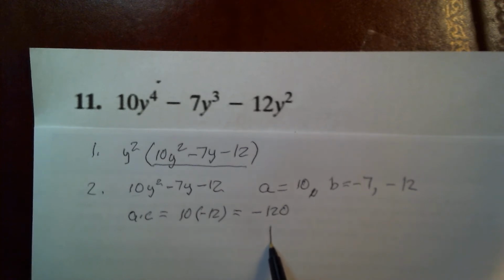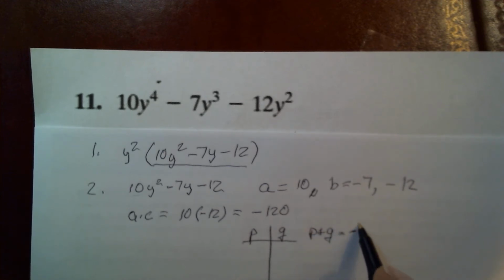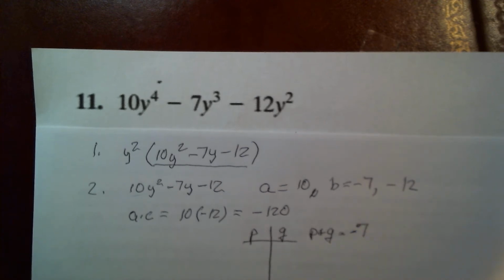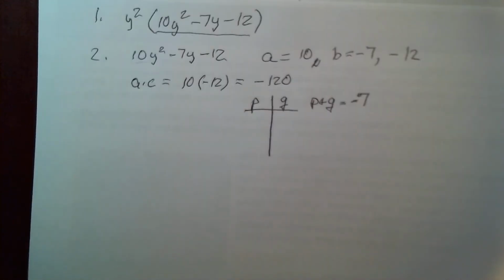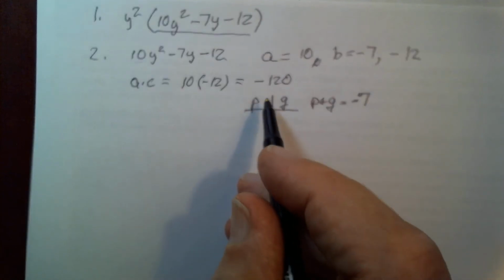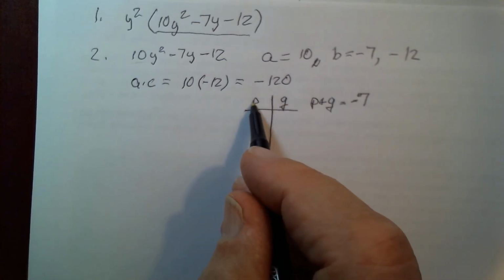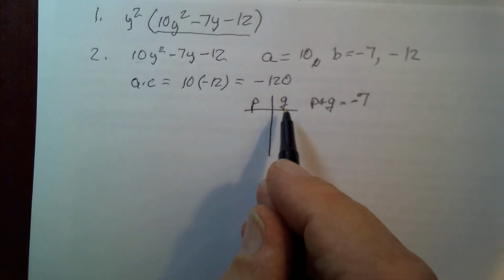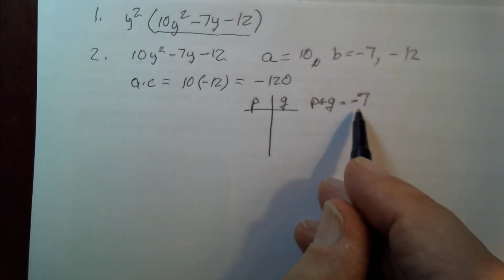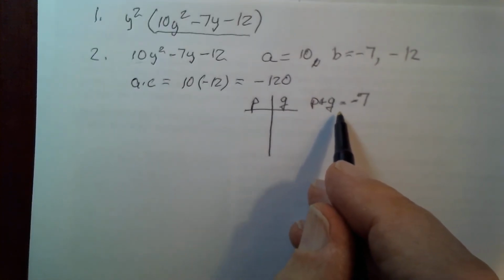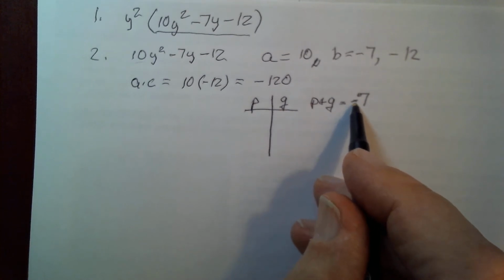And so now we want to factor minus 120 in such a way that the product is equal to minus 120 and that the sum p plus q equals B, or minus 7. And since the product is negative, one of the factors has to be positive and one has to be negative. And also the negative factor has to be greater in magnitude than the positive factor because the sum is negative.